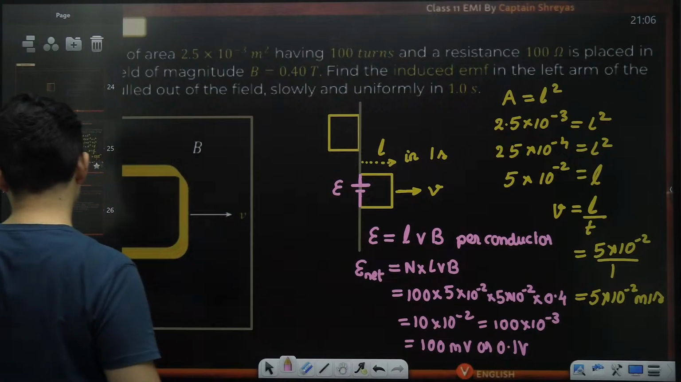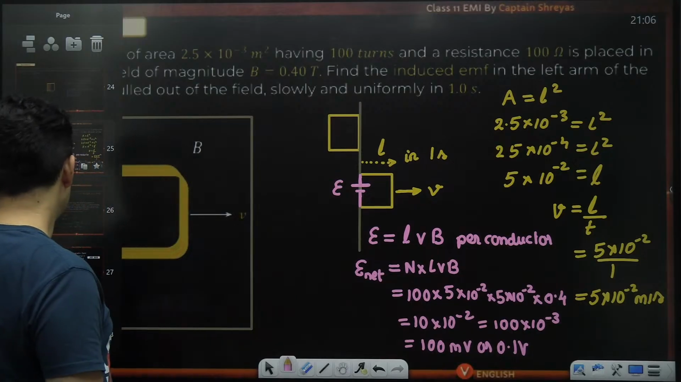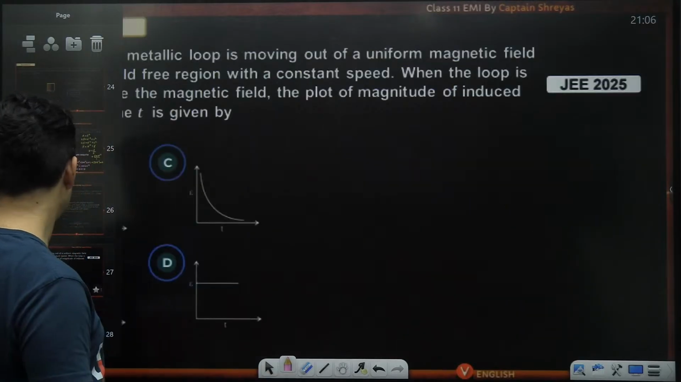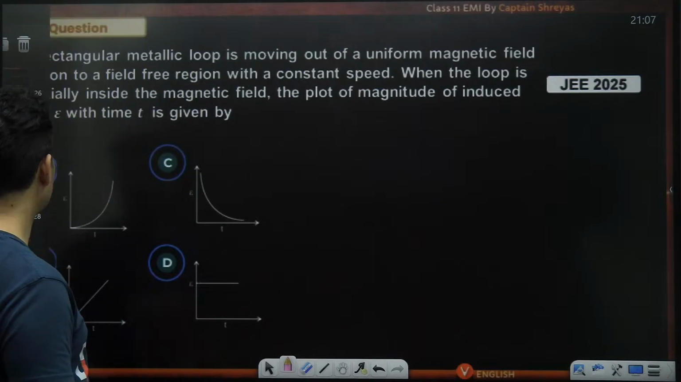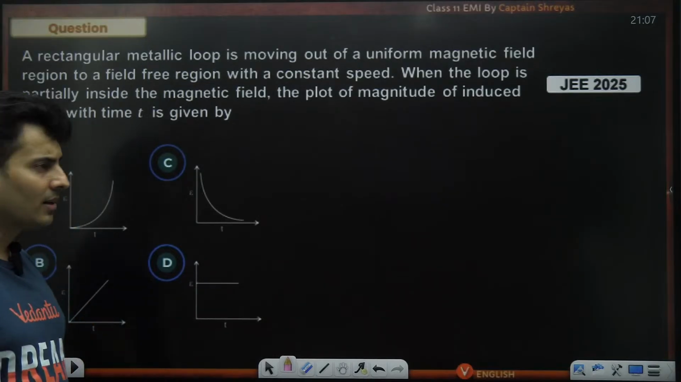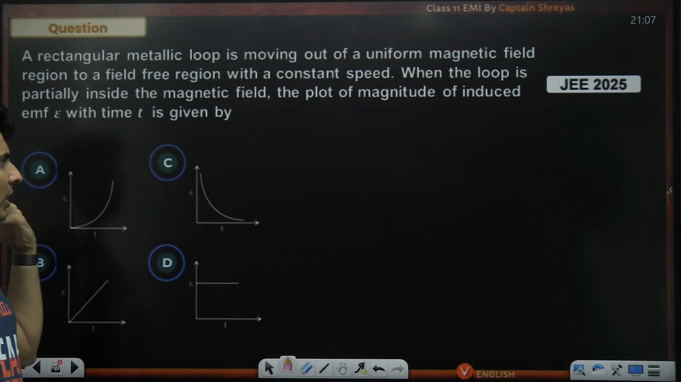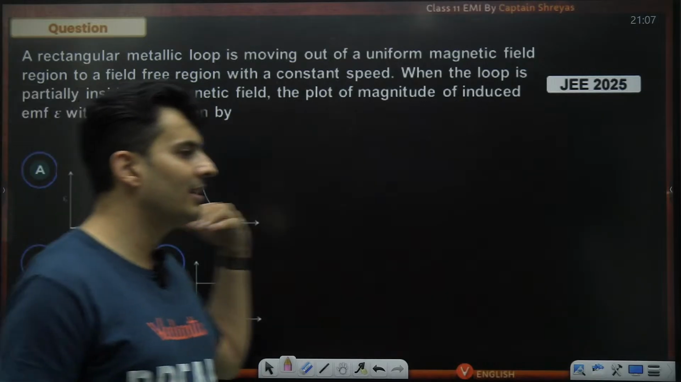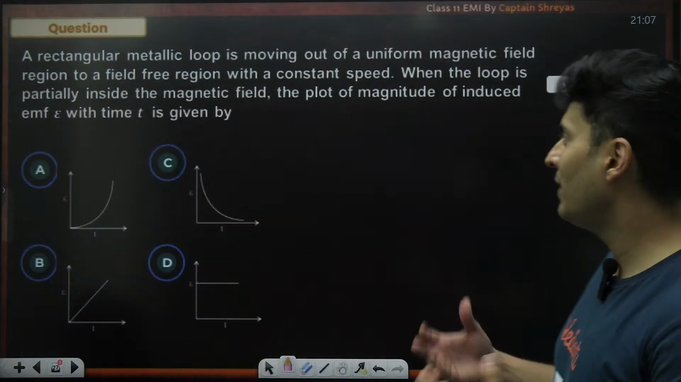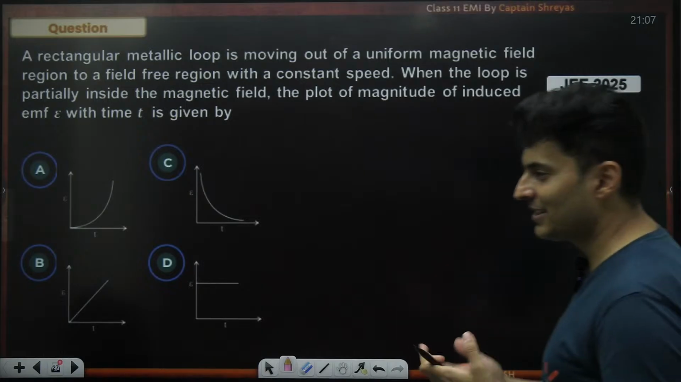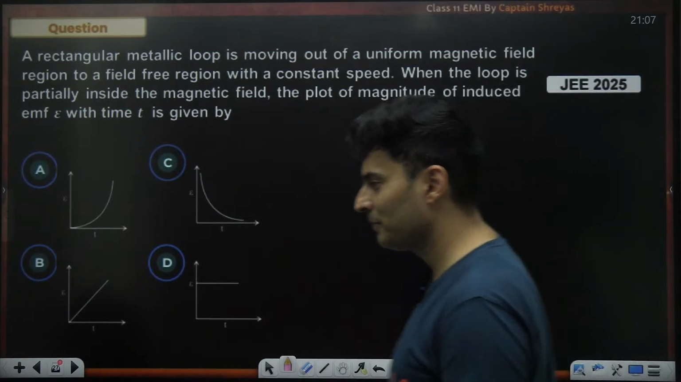Okay. Yes. All right. So that is the answer, 0.1 volt. Perfect. Let's see the next question coming up on your screen. Here it is. A rectangular loop is moving out of a magnetic field. Question is, when the loop is partially inside, plot the magnitude of the EMF with the time. That's the question. Let's see if you can figure it out.